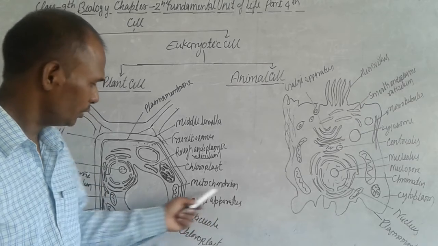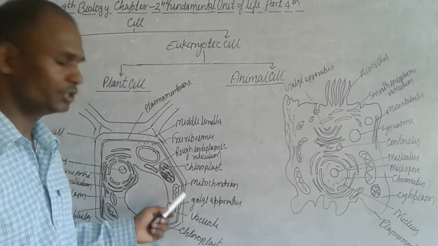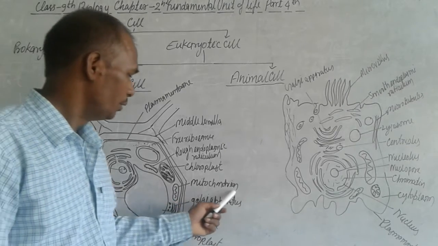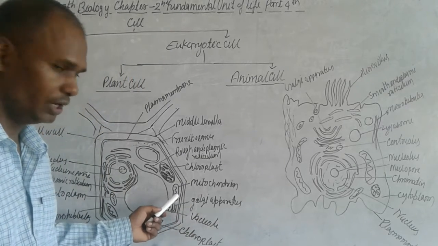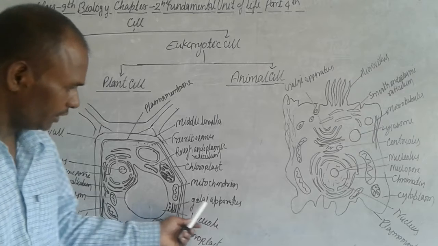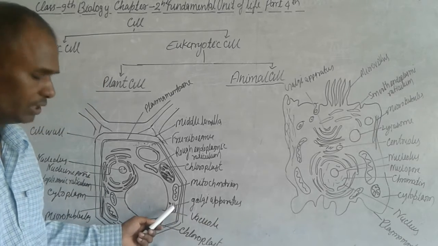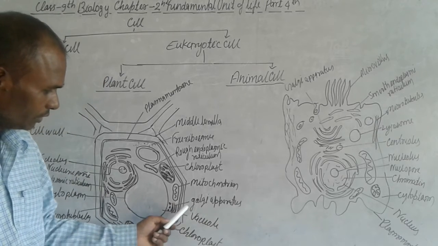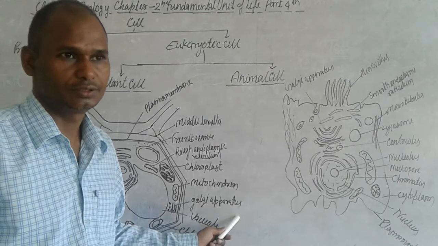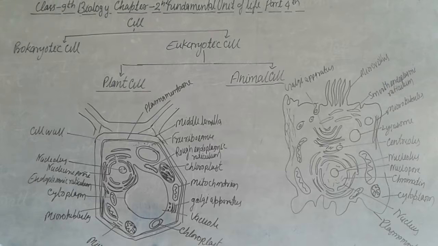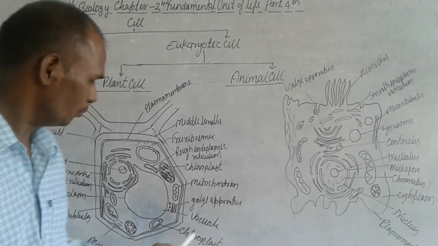And this is the mitochondrion. This structure is the mitochondrion. Mitochondrion is the powerhouse of the cell. And this is the Golgi apparatus. This Golgi apparatus is involved in protein synthesis and forms the head of a chromosome.